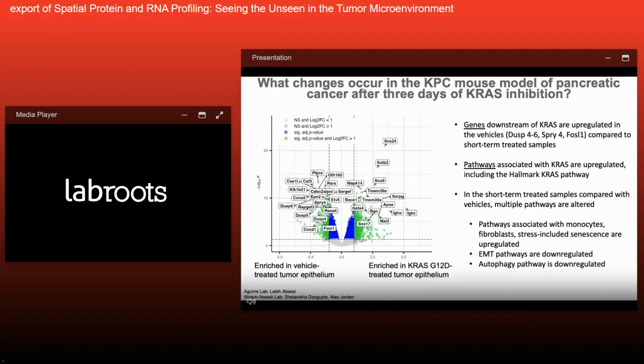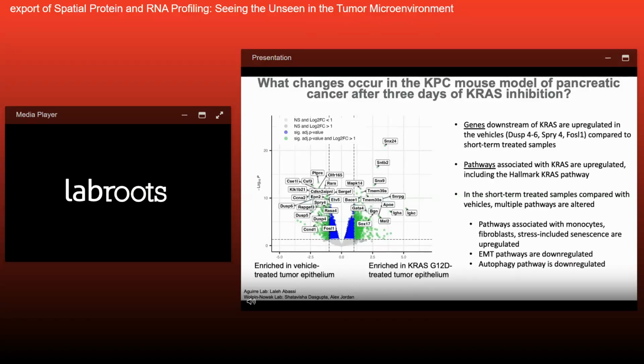And to get at those resistance mechanisms more specifically, we can take each of our areas of illumination and start to ask what changes are actually happening after various amounts or days of KRAS inhibition. And the plot that's shown in this slide shows genes that are enriched in either vehicle-treated tumor epithelium on the left, or genes that have higher expression in the KRAS G12D inhibitor-treated tumor epithelium. And this is kind of a sanity check from just the short-term treated mice, but many of the genes that we see that are downstream of KRAS are upregulated in the vehicle, as we would expect, as compared to short-term treated samples that got MRTX1133.